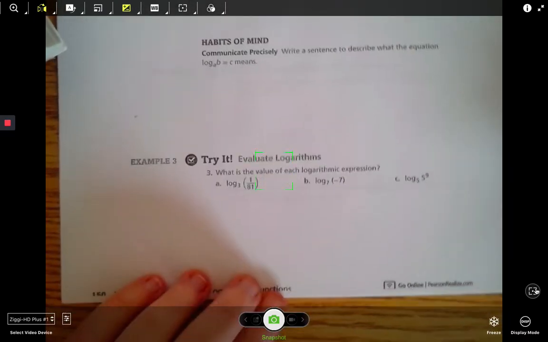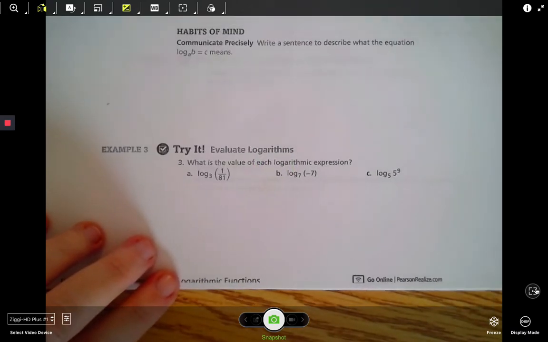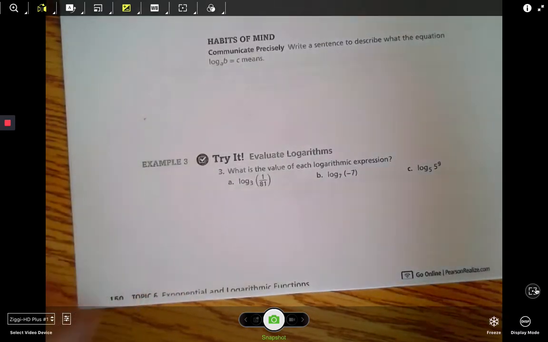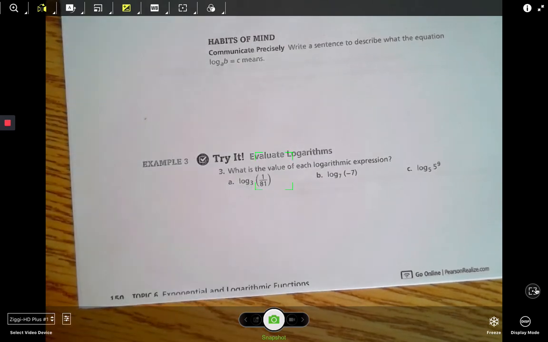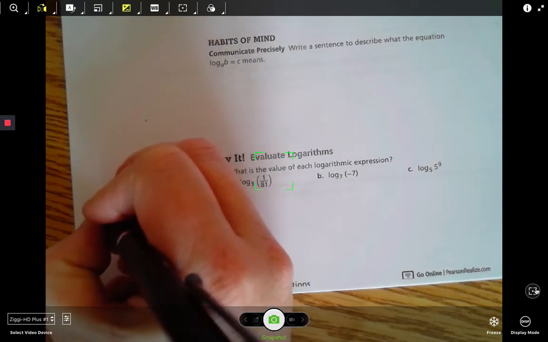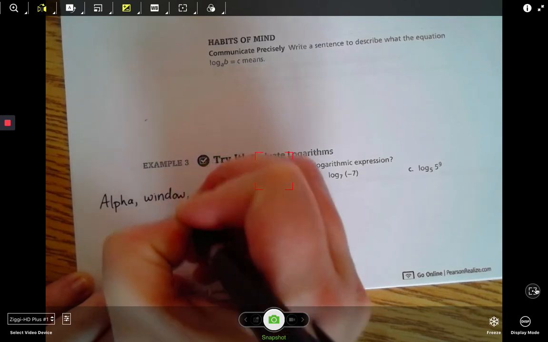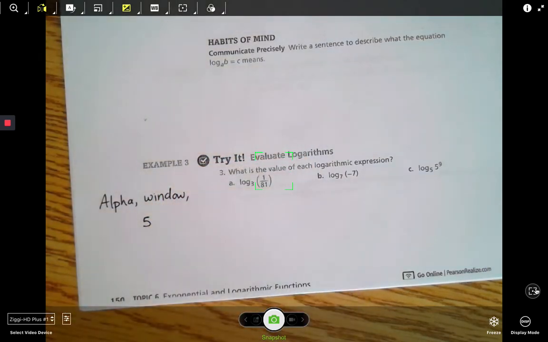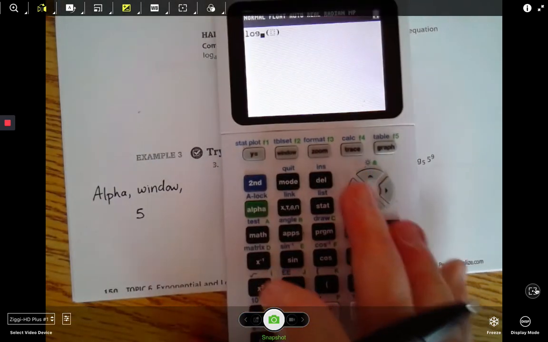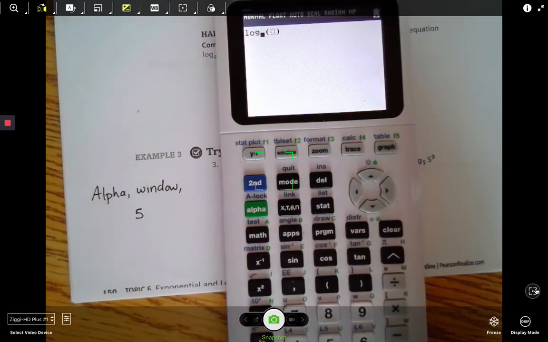All right, example 3 says, what is the value of each logarithmic expression? To the side here, I want you to write alpha, window, 5. This is why I said you're going to want a calculator. Alpha, window, 5. Well, you hit the green button, alpha, you hit the window button, and then you hit the number 5.